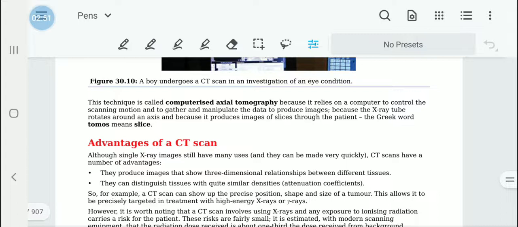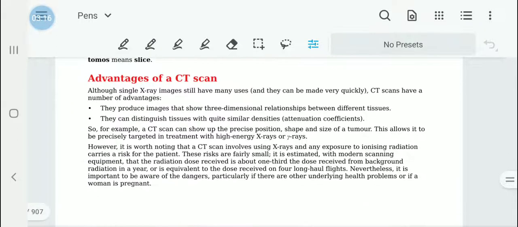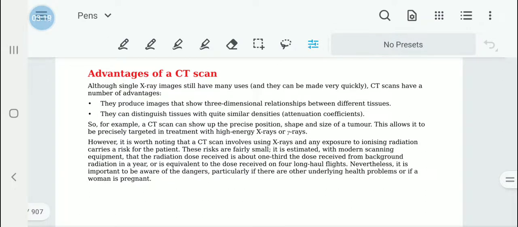Tomos in Greek means slice. So because slices are observed through the patient, we say computerized axial tomography. The reason why we say computerized is obviously because we use computers to make this; computer programs are used to make use of the data that comes. So the CT scans are better alternatives sometimes because they produce 3D images, so we can see different relationships between different tissues.